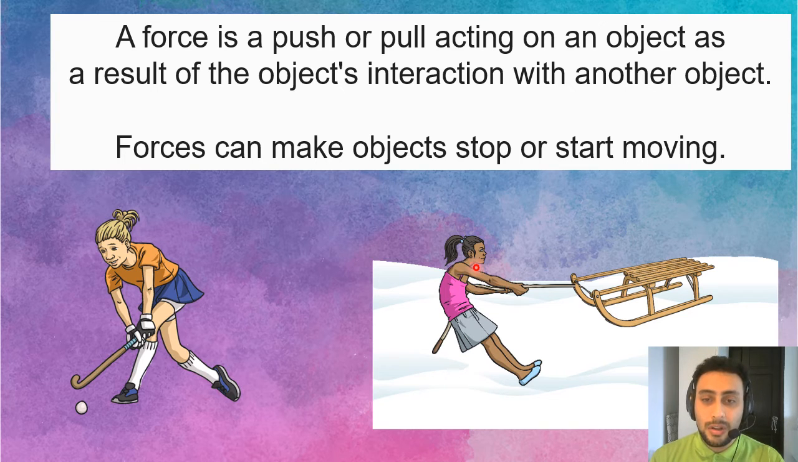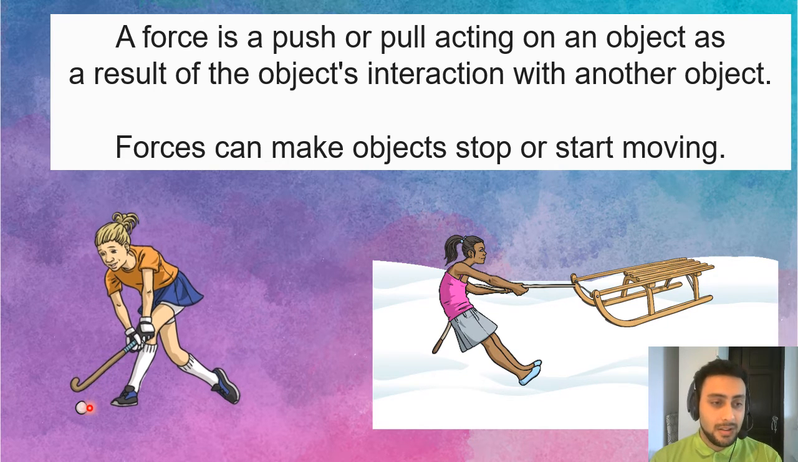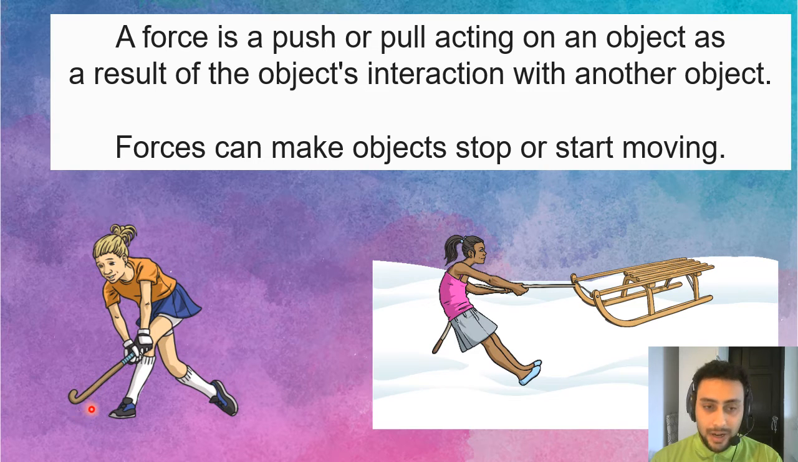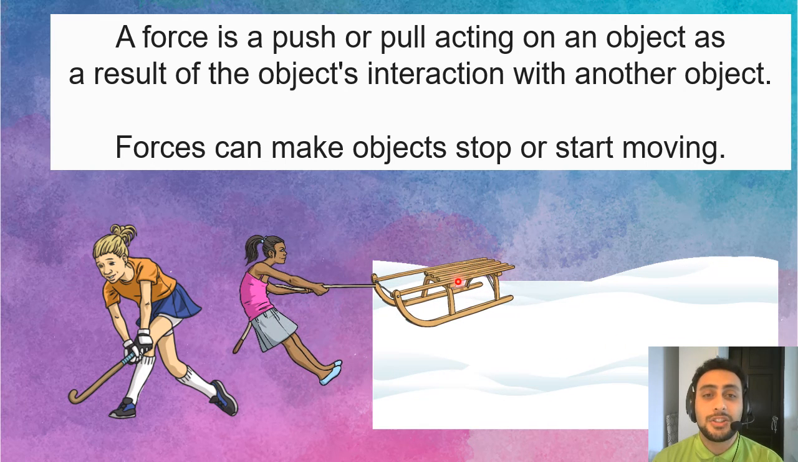See, this girl is pulling this object, right? This girl is pushing this ball with this object, right? So these are examples of push and pull. Forces can make objects stop or start moving. See, the ball was stopped, but when she hit it, it flew away. So it started moving. Or this girl, see, it's not moving, but she moved it. So she made it start moving by pulling it.